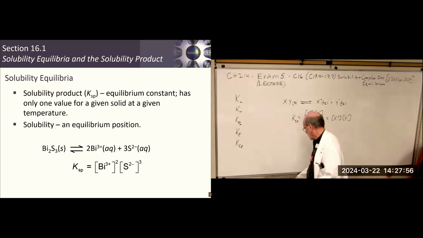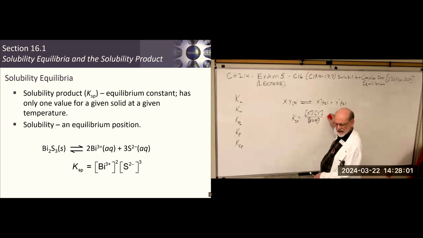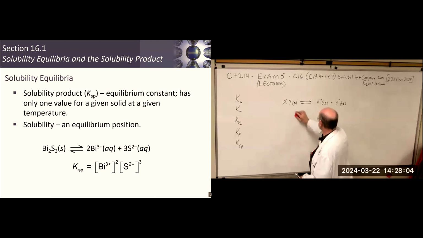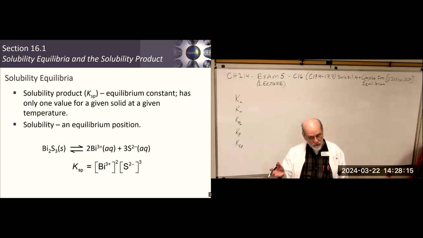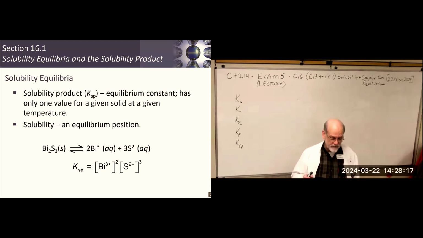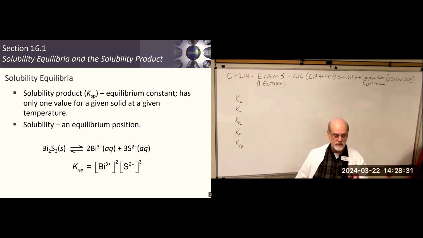All right, and there's our example. That particular example is bismuth sulfide. When you write the solubility product for bismuth sulfide, you have bismuth, the 3+ ion to the second power, and the sulfide to the third power. So remember, solubility product is one of those equilibrium constants, and they are constant. As long as the temperature is constant, those values are constant.